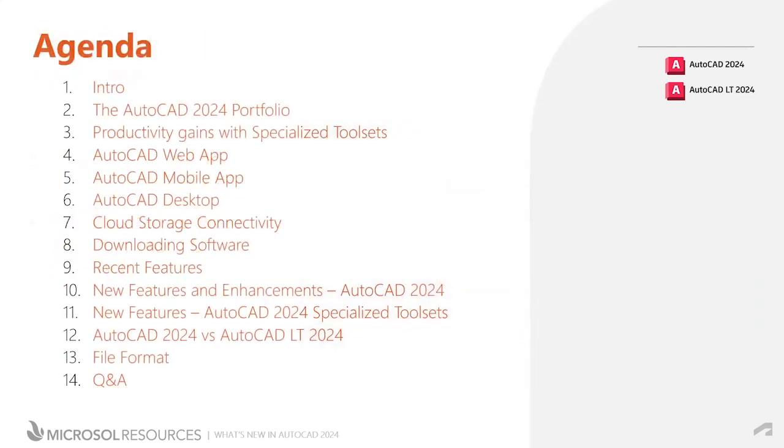And with that, we conclude our technical presentation. Looking at the topics we covered today, we talked about the AutoCAD 2024 portfolio, the AutoCAD Web, and the AutoCAD Mobile App, as well as, of course, the AutoCAD Desktop application, the new features and enhancements available in this release, as well as the specialized toolsets, and how we can leverage these to increase our productivity. And we also did a brief AutoCAD LT comparison and touched on the file formats.